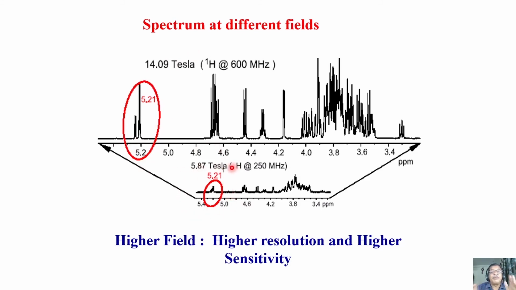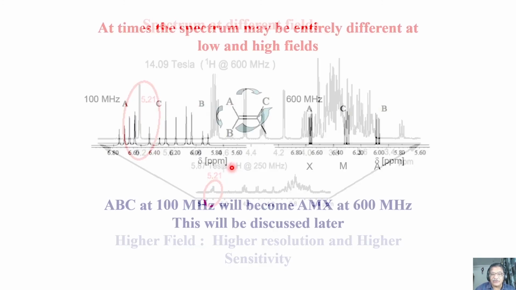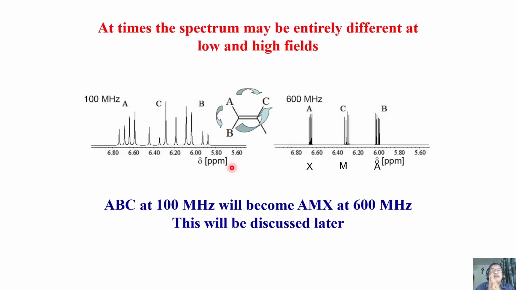So a spectrum appears different when you go to different fields. It is because the resolution becomes better and we also get a better signal to noise ratio. That is one thing. Sometimes it so happens the entire spectrum appears different. For example, this is the molecule which is taken, with 3 protons here. Some attachment here, we do not know what it is. A, B and C, there are 3 protons.